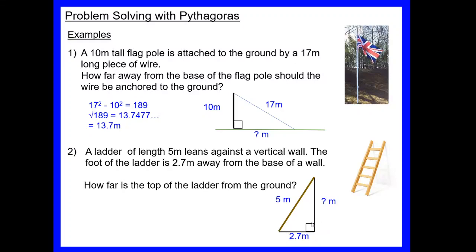So the wall and the ground make our 90-degree angle, so our ladder is our hypotenuse, C this time. So we're going to do again C squared minus A squared, so 5 squared minus 2.7 squared is 17.71. Square root 17.71, we get 4.2083, etc. And we're going to round that again to an appropriate degree of accuracy. So I've gone again with 3 significant figures, so 4.21 meters.